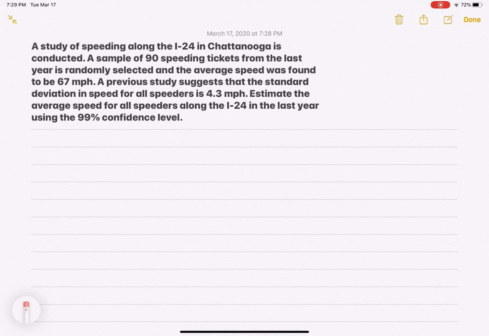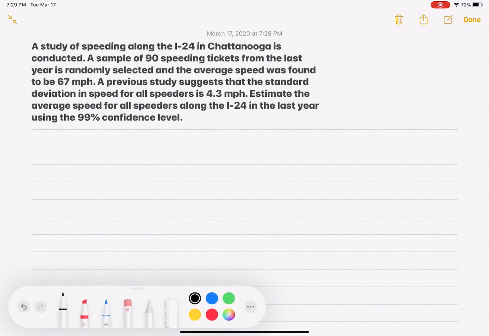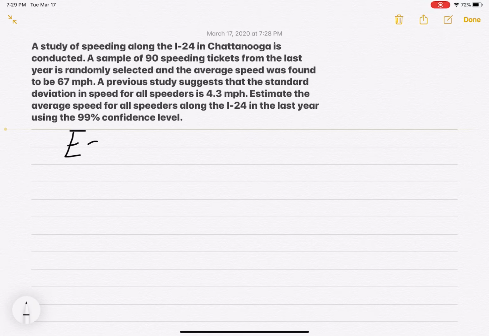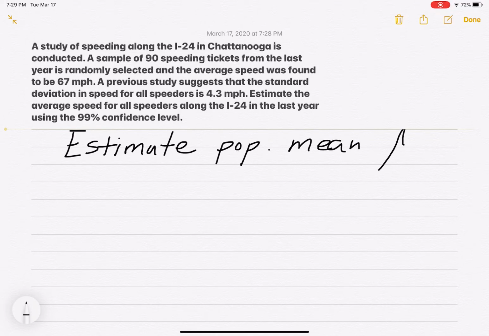So we're trying to estimate the mean or the average speed for all speeders. So we're trying to estimate the population mean. Let me get my pen here. Estimate population mean. So that's the average for all speeders in Chattanooga in the past year. Mu. Now, we're going to use a Z confidence interval for that.